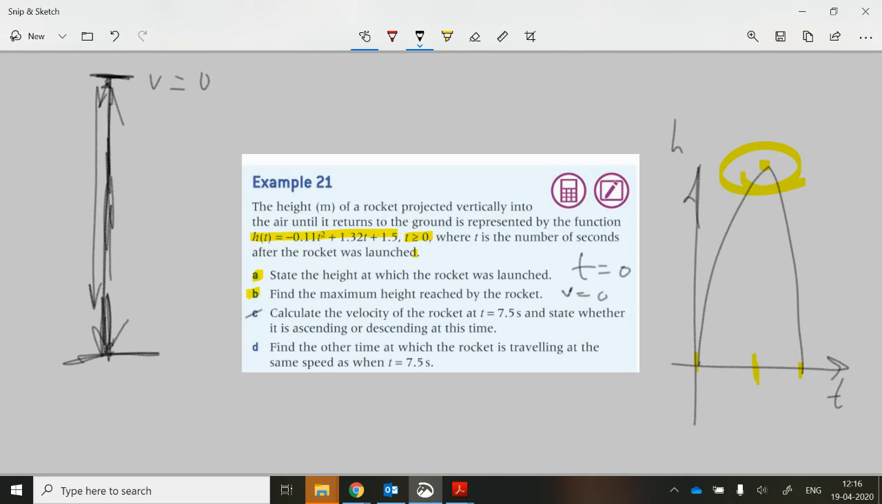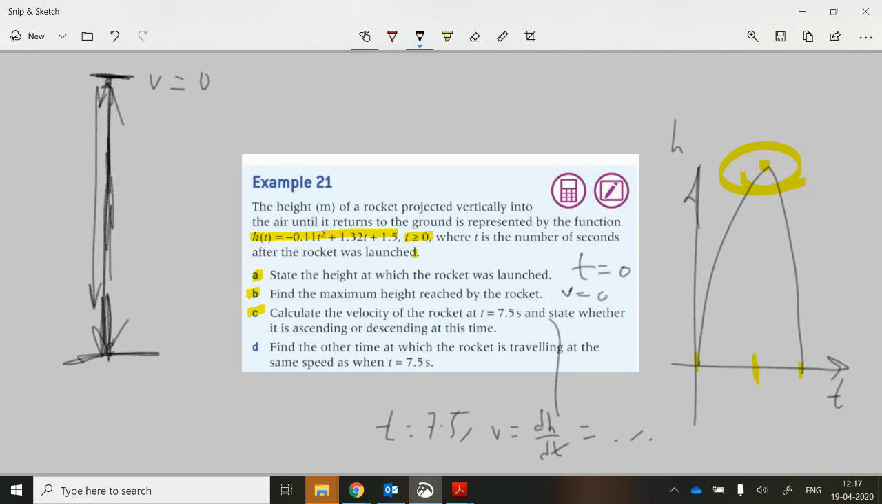Okay, for part C, it says calculate the velocity of the rocket at 7.5 seconds. So when you get your velocity formula, your dh/dt, that's your velocity, you're simply going to substitute in t equals 7.5. You're going to put that in there and work out your answer.